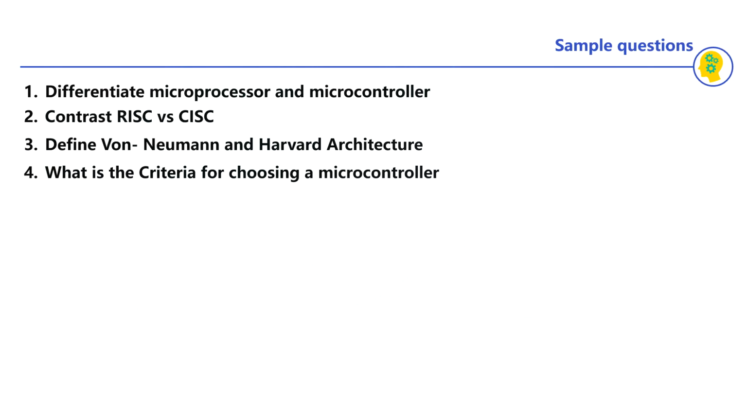Now these are some simple questions related to this topic. Basically, differentiate microprocessor and microcontroller. This is the basic question of this unit. RISC versus CISC. Definition of von Neumann and Harvard architecture. What is the criteria for choosing a microcontroller? These are the four questions generally available in this unit, in this topic.